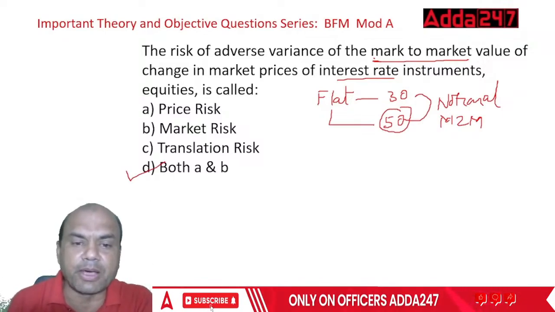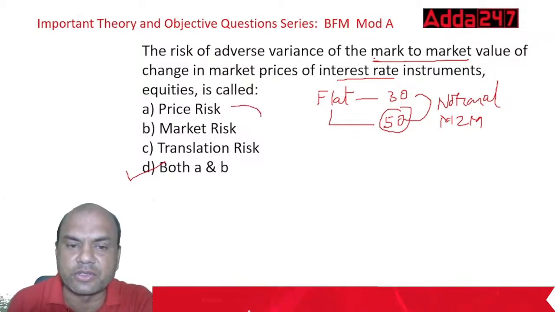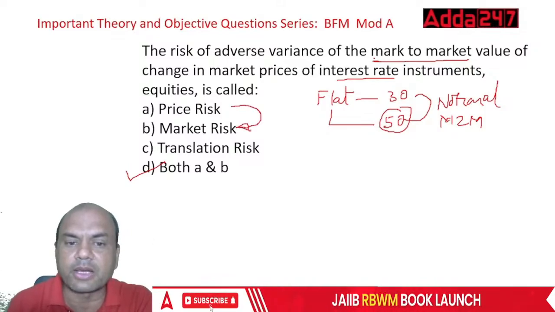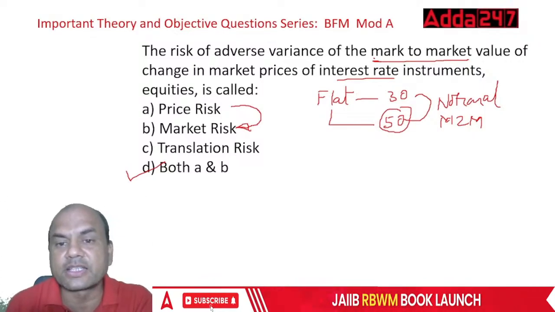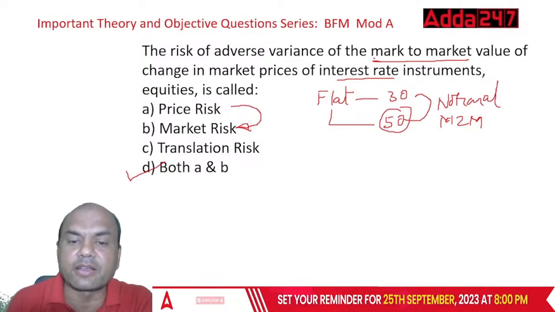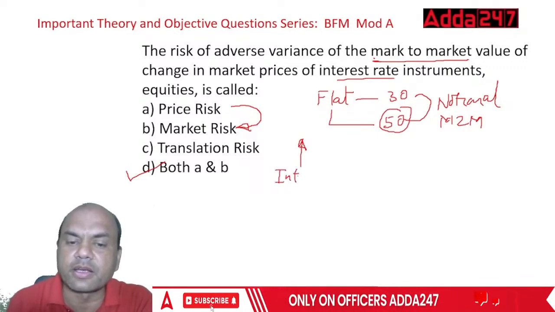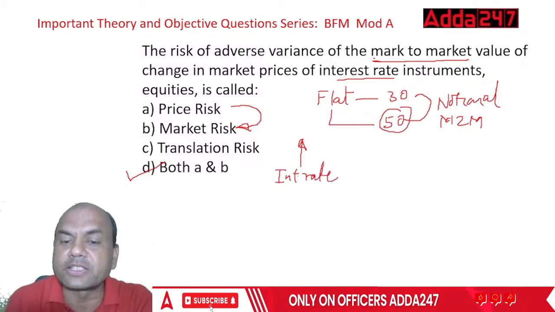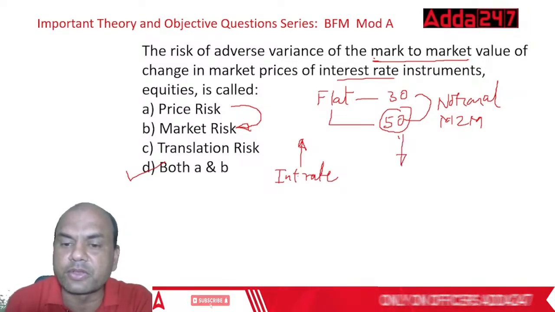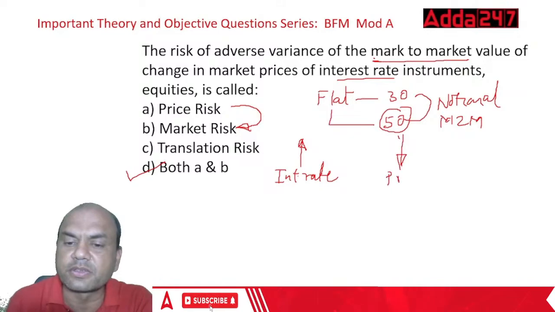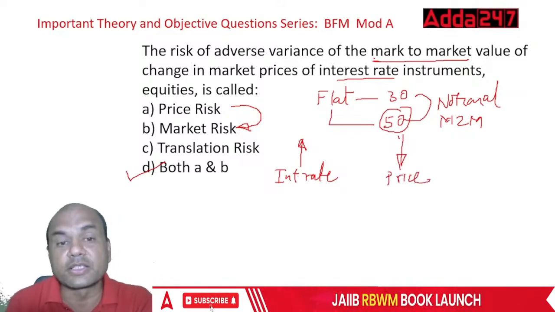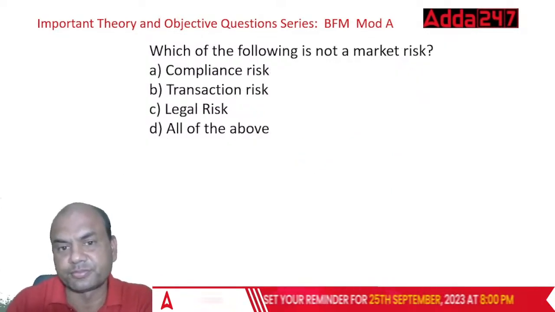Because here, market price risk is actually a part of market risk. And price risk arises because of the interest rates. If the interest rates go up, then the price of the bond will go down. Price will always go down. So this is basically the logic behind this.